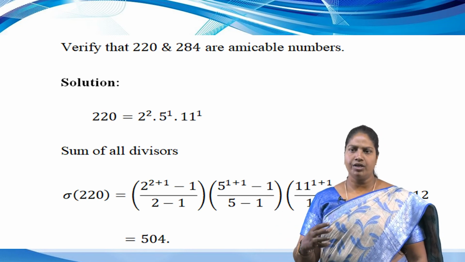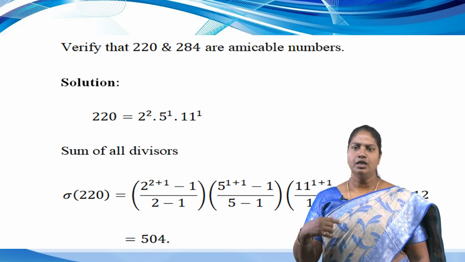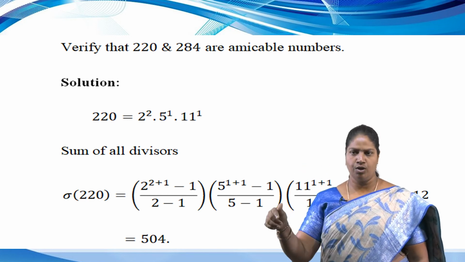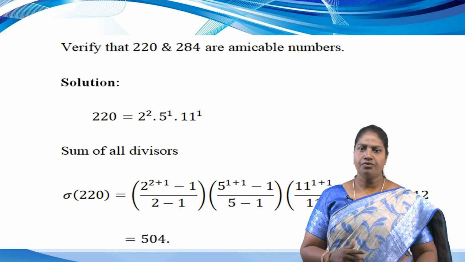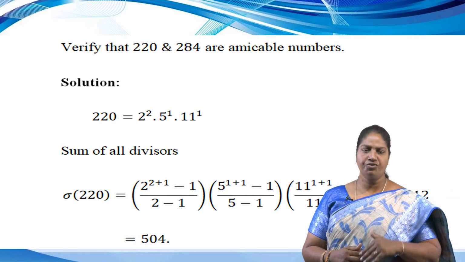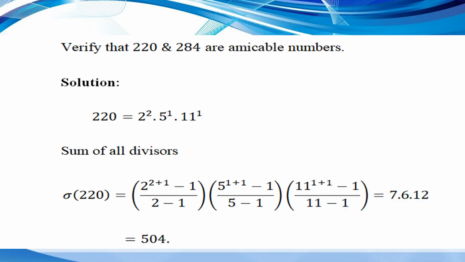So sigma of 220 is nothing but, by the formula, (2^(2+1) - 1)/(2 - 1) times (5^(1+1) - 1)/(5 - 1) times (11^(1+1) - 1)/(11 - 1). So by using simple calculation, we observe that this is nothing but the product of 3 numbers, 7 into 6 into 12, that is nothing but 504.